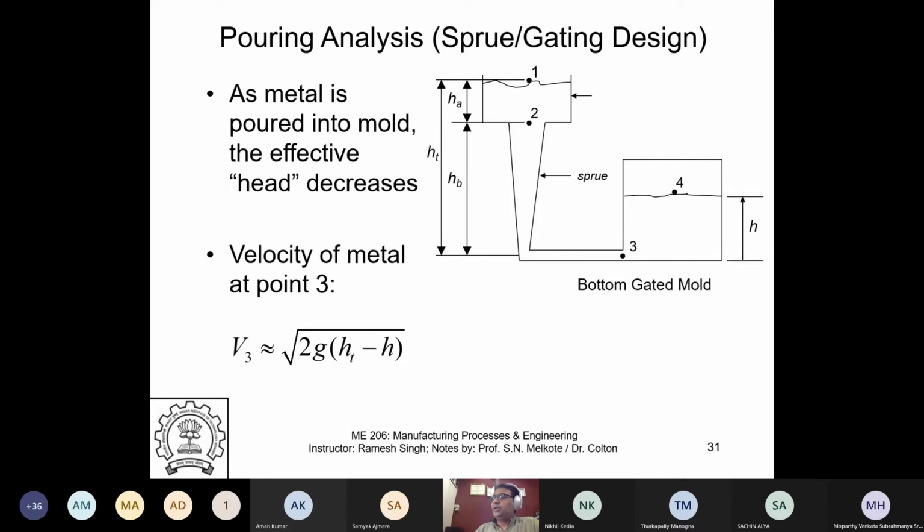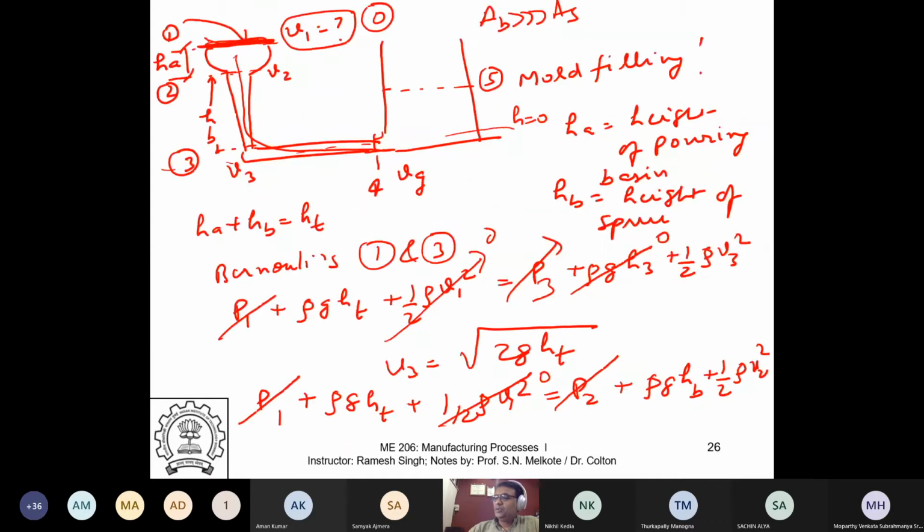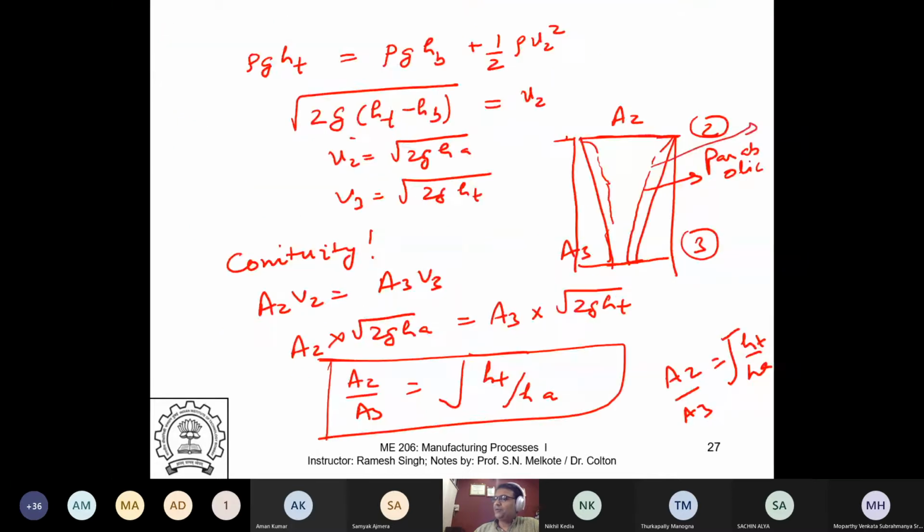Now, if I'm filling the mold, I told you that the mold has two configurations, right? Top gate and bottom gate. So if I have a bottom gate, this is the configuration. And if you remember, I had actually written the Bernoulli's equation in all conditions, between 1 to 2, 1 to 3. What if I write between 1 to 4? Let me just draw it and write it, 1 to 4.